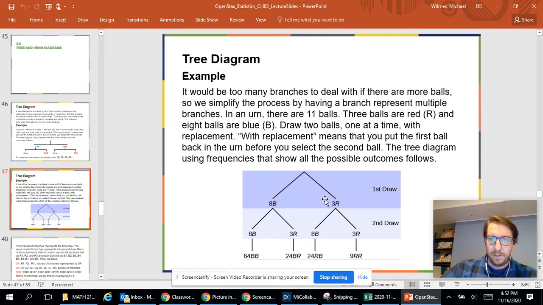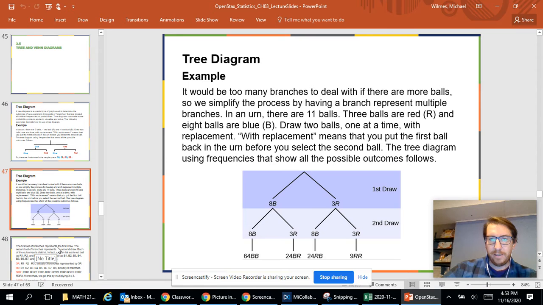So there's 3 red and then another 3 red. So there are going to be 9 different ways to get red, red. There are a lot of ways to get blue, blue because there are a lot more blue balls here than red. So 64 ways to get blue, blue. And here's blue, red, and red, blue. We can see the total of all of these. If you add up 9 and 24 and 24 and 64, those add up to 121, because it's 11 multiplied by 11: we have 11 choices here, 11 choices here, and we get 121 total.